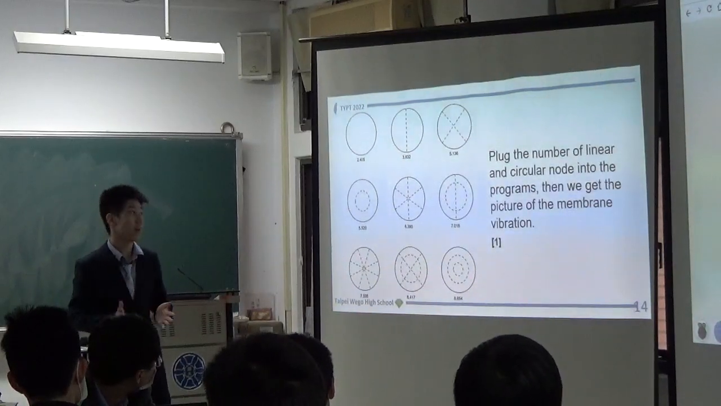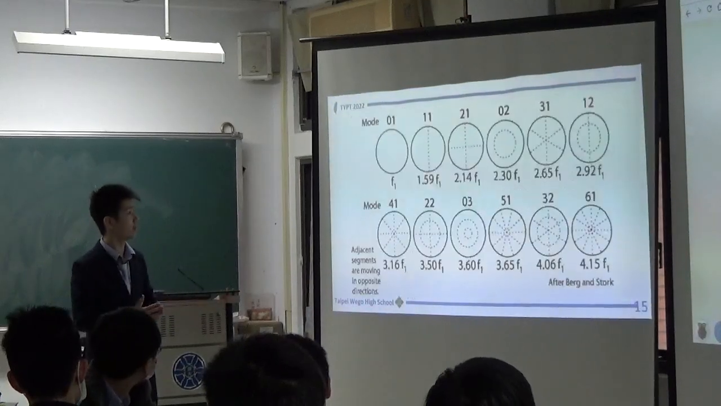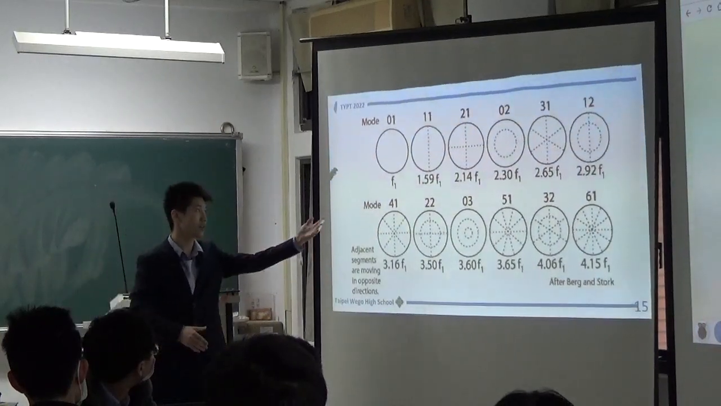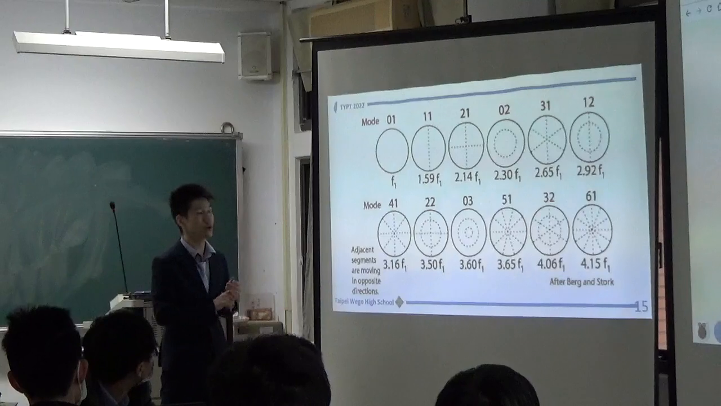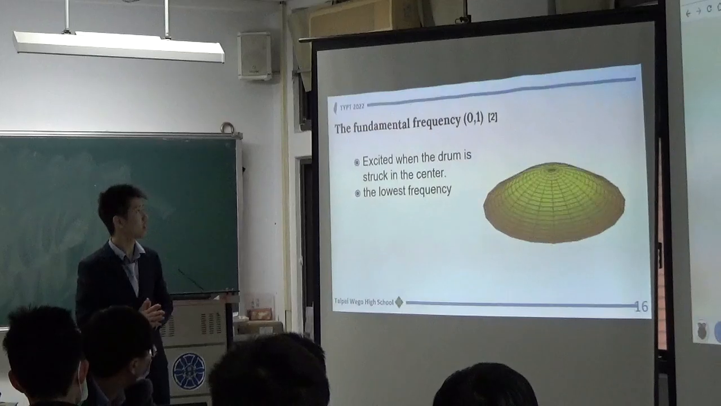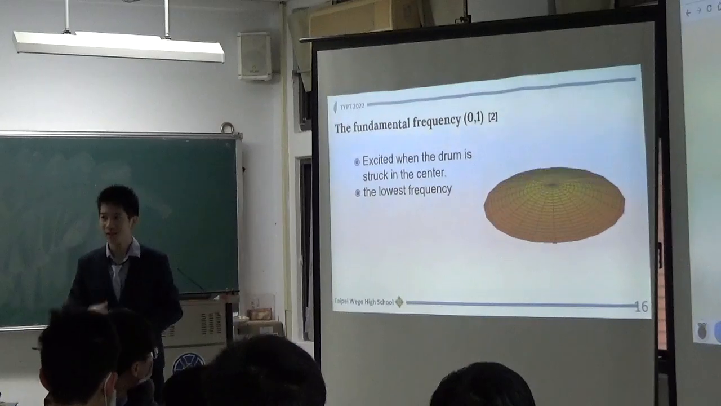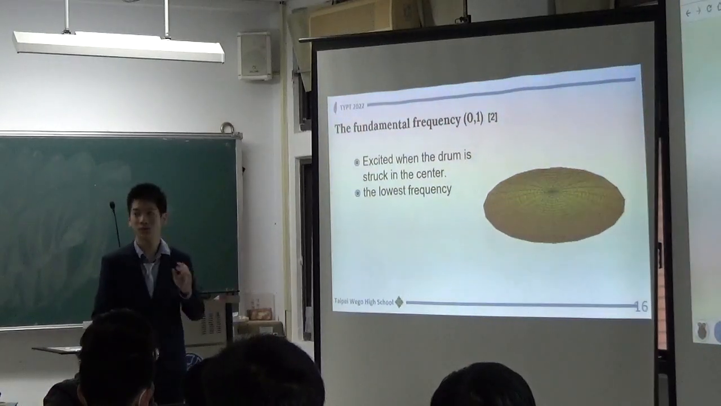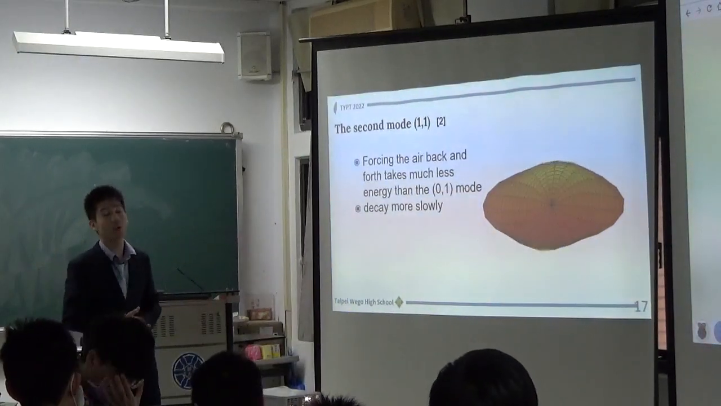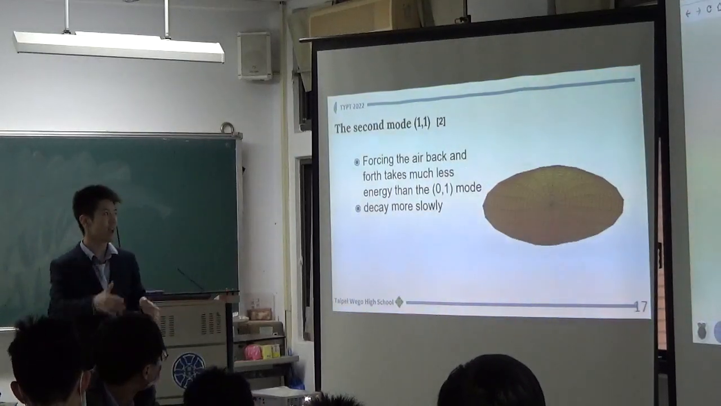Here's what we get from the program, and we can see with different vibration mode, they have different shapes and different frequencies. And here's the certain frequency and the ratio between each frequencies you can see on the chart. For example, 1.1 mode is 1.59 times of the fundamental frequency. So later on, I'll elaborate on some of the frequency we detect in our experiment. So first one is the fundamental frequency, which we call 0.1. So it has the lowest frequency. Here's the second mode, which we call 1.1 mode. And because of the shape, as you can see on the picture, it forces the air back and forth.